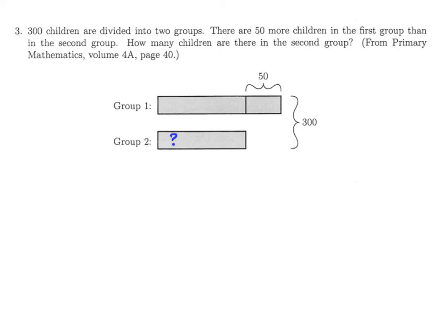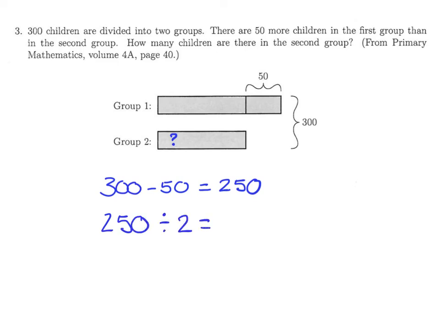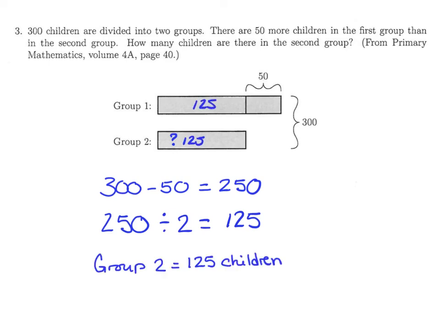And then we can easily see the 2 equal parts that are in each group. If we remove the 50 from the 300, we will get what is left in the 2 equal parts, meaning these 2 equal parts here are represented by 250. So next we would just take 250, divide by 2 to get how much is in each part, giving us 125 children in each of these. So group 2 will have 125 children.